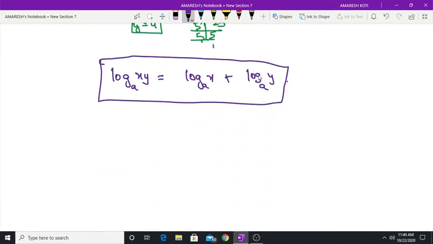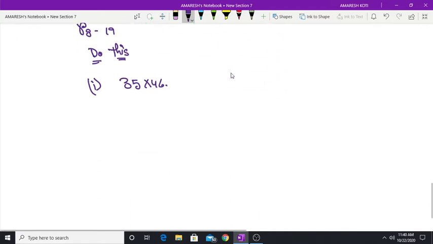So do page number 19, do this. If you know the formula only, you can solve the sums. These are very important. First sum, 35 into 46. So what is it? 35 into 46. Now use the logarithm method, since finding 35 into 46 directly is a bigger thing.